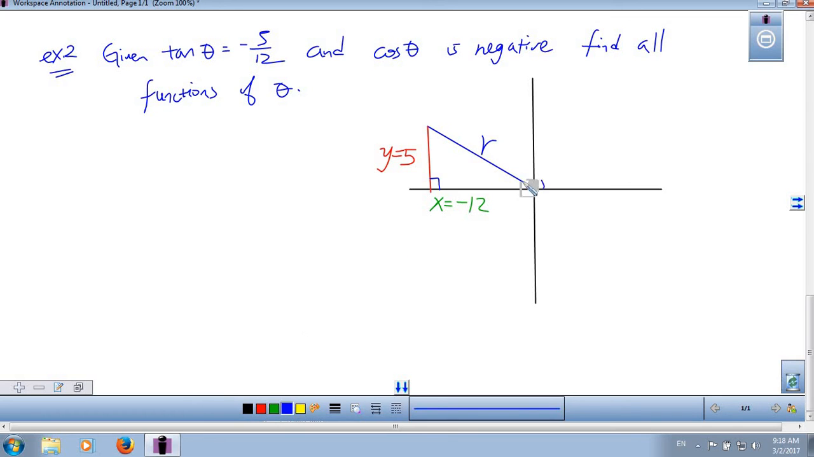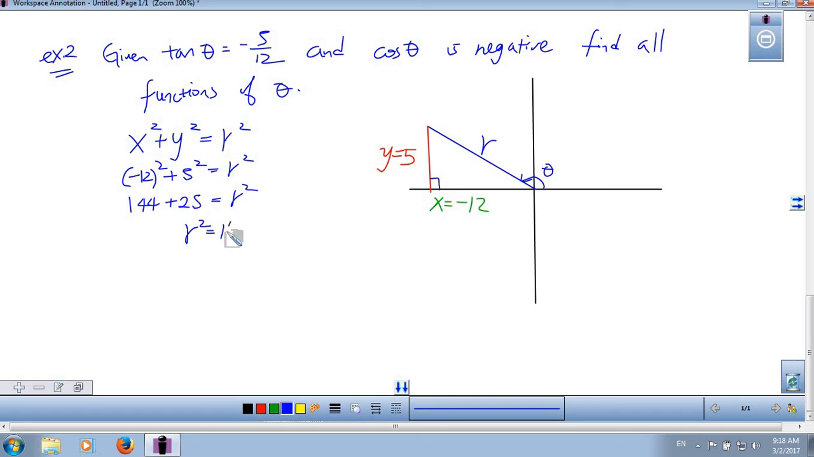Alright, if we count from the positive x-axis, this angle theta will be this angle. So how do we find r? Well, we use the Pythagorean theorem again. X squared plus y squared equals r squared. So it's negative 12 squared plus 5 squared equals r squared. So that's 144 plus 25 equals r squared. So r squared is 169, and that means r is equal to 13. Now again, r cannot be negative because r is radius. Radius is a distance. It's a positive distance. It will never be negative. So r is 13 here.